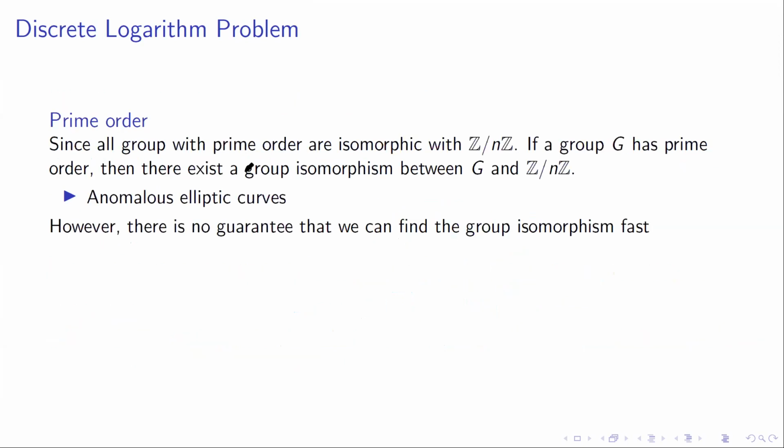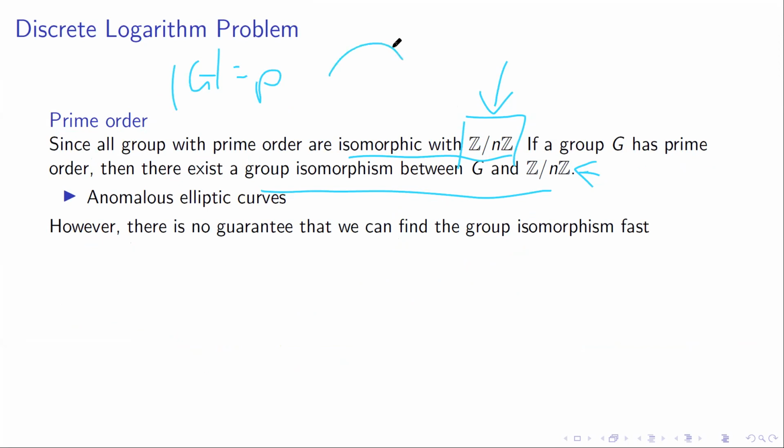Remember that I just mentioned that all groups with prime order are isomorphic. If a group has a prime order, then there must exist a group isomorphism between G and a prime order additive group. And we know that the additive group is very easy to compute the discrete logarithm problem in. So if a group G has a prime order, and I can find an isomorphism to the integers mod p, it means that I can solve this discrete logarithm problem easily.